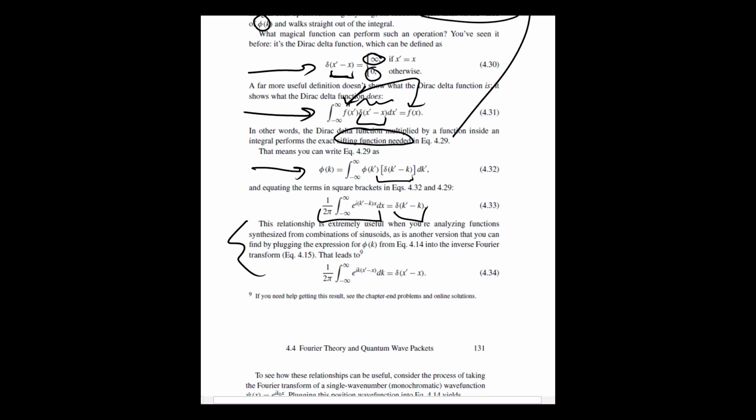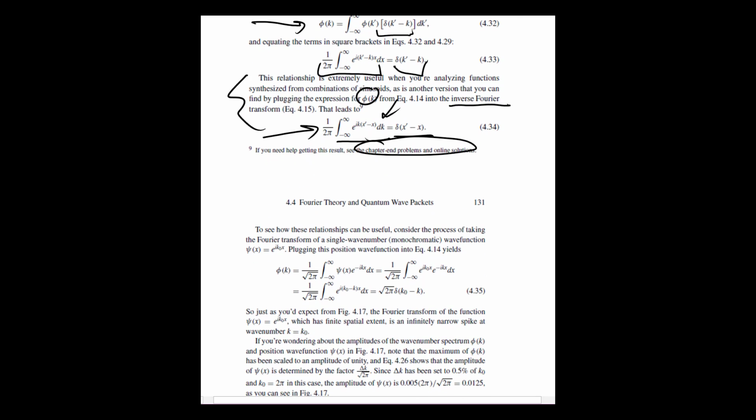Had we gone the other way and plugged phi of k into the inverse Fourier transform, we would have come to a version in which this integral over k gives us a delta function in x. If you want to see how that works, there's a chapter problem, and the solution shows how that works.